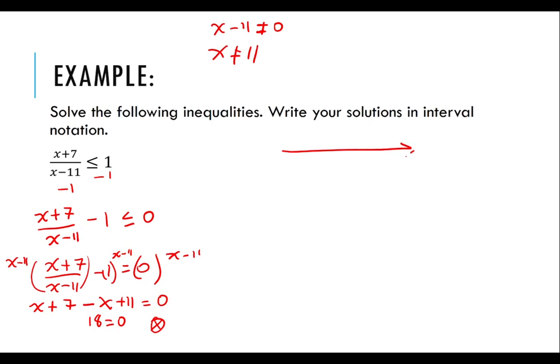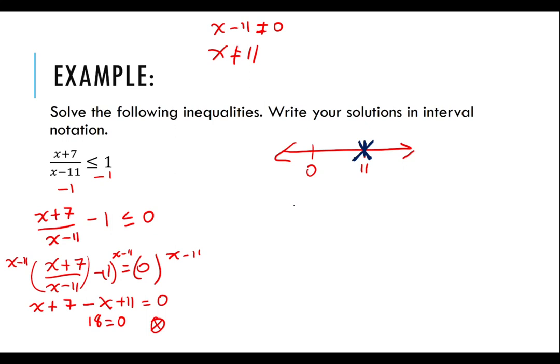So let's cut up our number line. And for reference, let's give a 0 over here, and then 11. My only critical value is 11, but I'm going to remind myself this cannot be a solution. It cannot be included. Well, then let's just plug values into our equation.